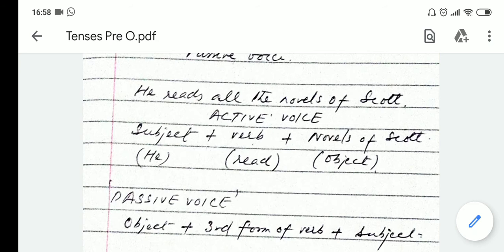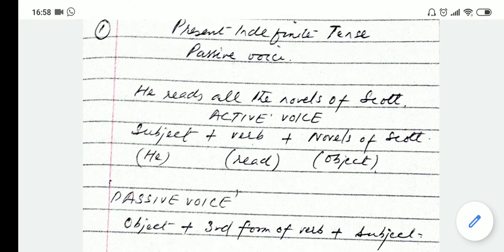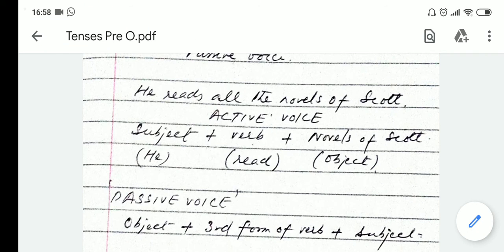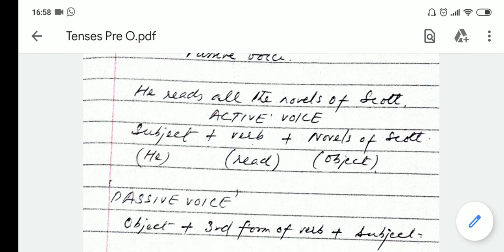He is the subject, read is the verb, and the object is all the novels of Scott. So whenever the sentence comes in this sequence, first subject, then verb, and then object, such sentences are called active voice sentences. I'm repeating it: a sentence in which the subject is placed first, then the verb second, and the object at the end, is called an active voice sentence.